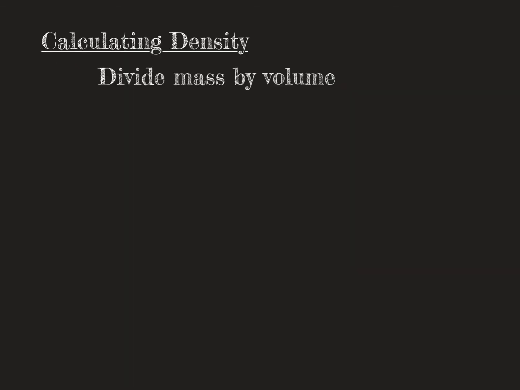In order to do the calculation of density, all you need to do is divide the mass by the volume of an object. So the equation for density would be D for density equals m over v. So mass divided by volume.